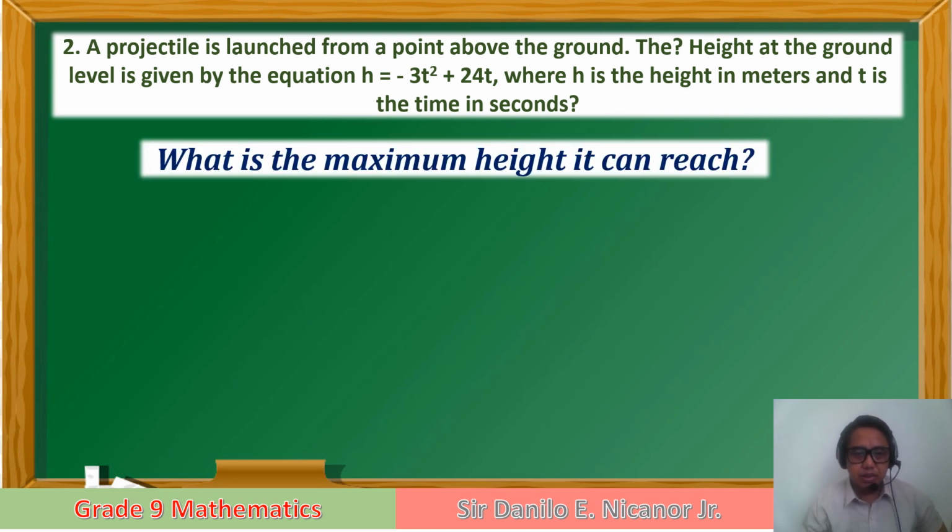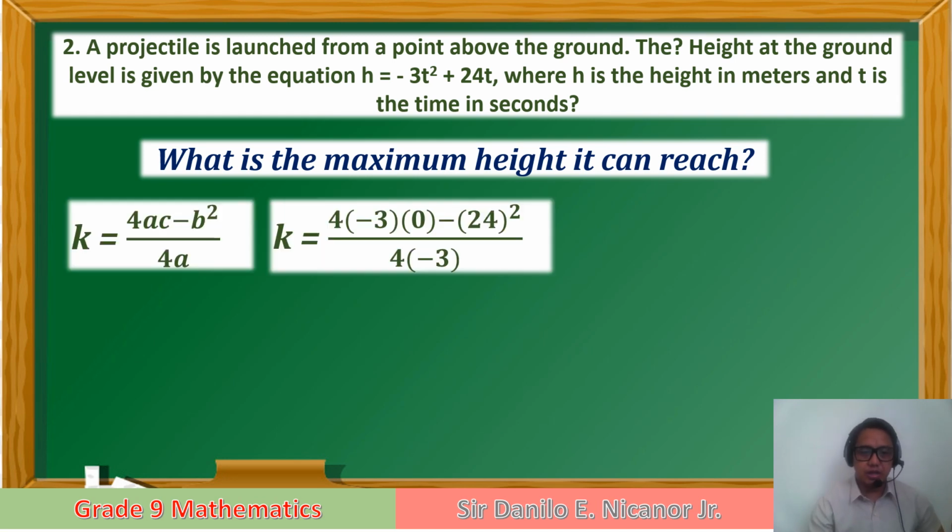Maraming gamit ang quadratic function. Unang tanong na pwede natin, what is the maximum height it can reach? Kapag ang tanong sa inyo, maximum height, kasi negative to, pag gusto mo makuha yung maximum height, just solve for K. Hindi natin gagamitin yung K equals C minus AH squared kasi wala tayong H. So, yung 4AC minus B squared over 4A ang formula na gagamitin natin.